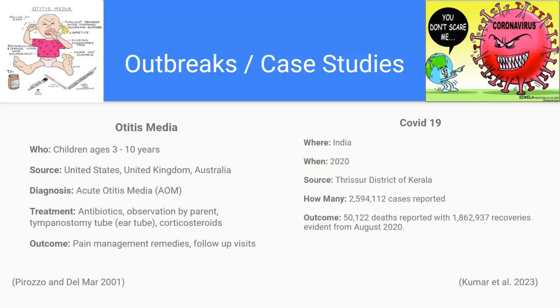Medical professionals were quick to provide information for treatment that included antibiotics, observation of the child to monitor symptoms, ear tubes or tympanostomy, and stronger medications like corticosteroids. The intended outcome of this study was to make sure follow-up appointments were made to see if the infection had subsided, along with pain management remedies.